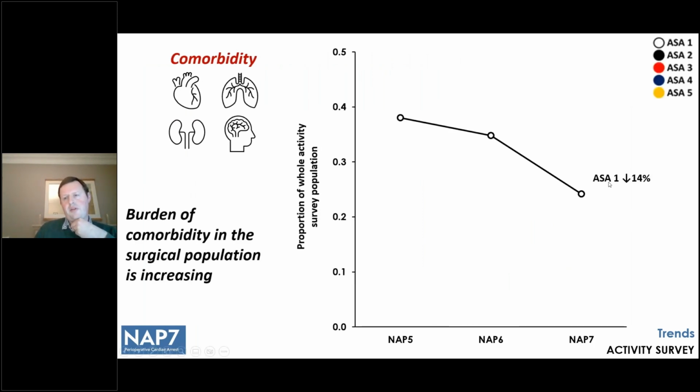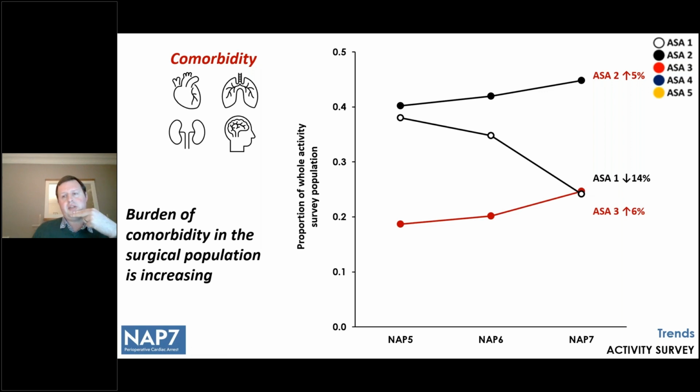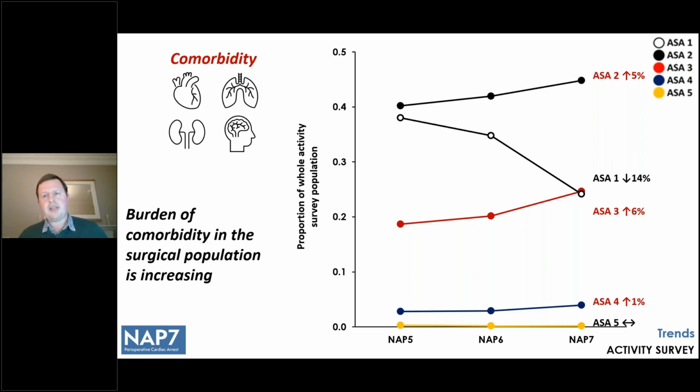So ASA1, these are fit and healthy patients. They were 38% of our workload 10 years ago. It's now down to 24%. And there's been corresponding increases in ASA2 and in ASA3 patients over the same period. So quite a dramatic shift in the amount of comorbidity that we're having to manage.